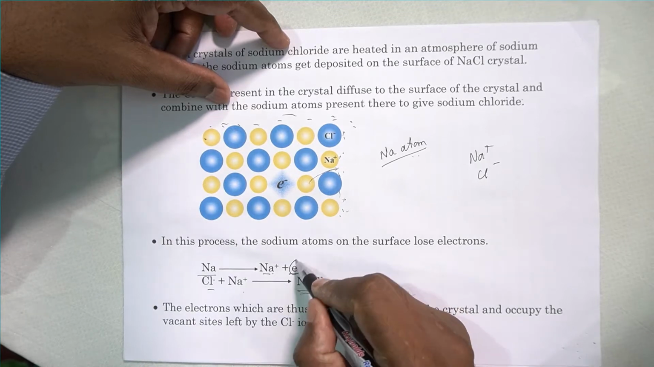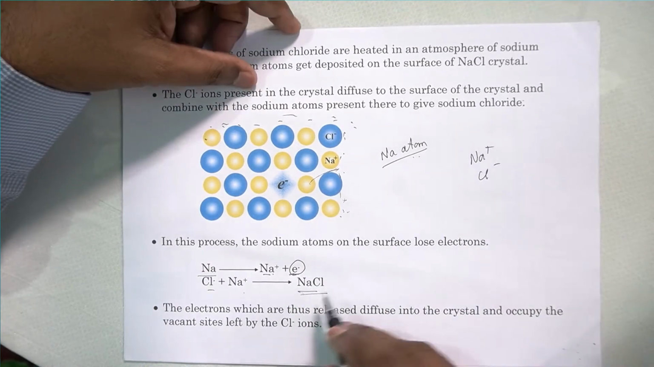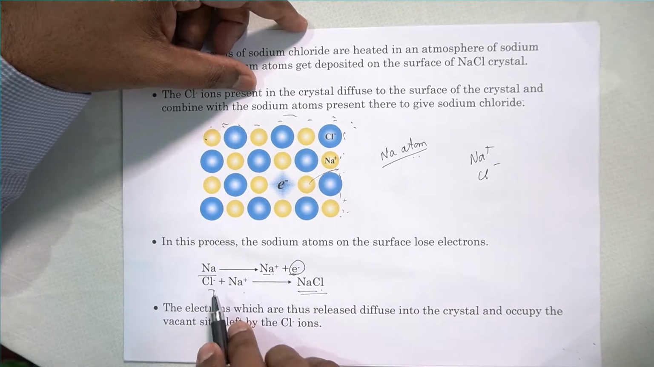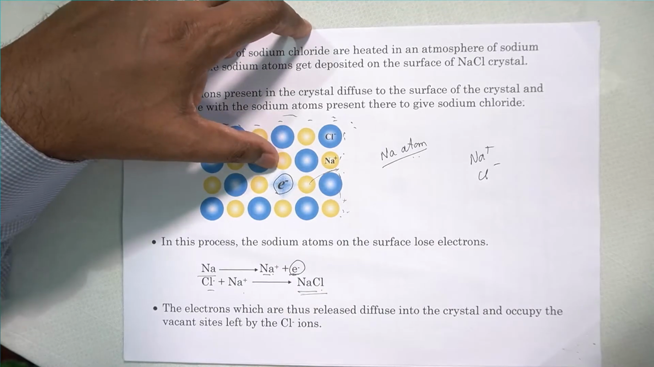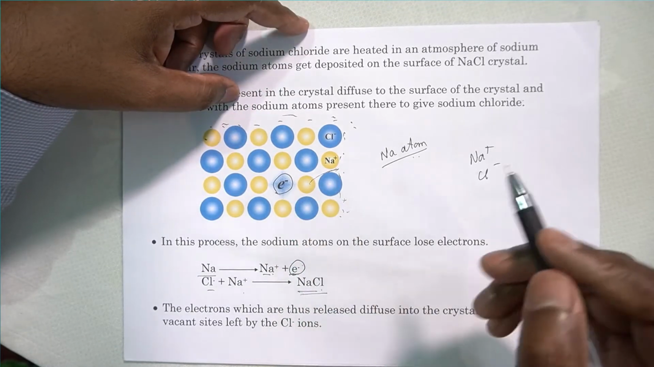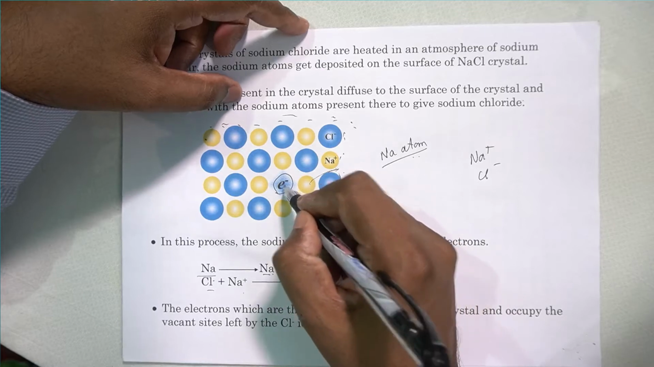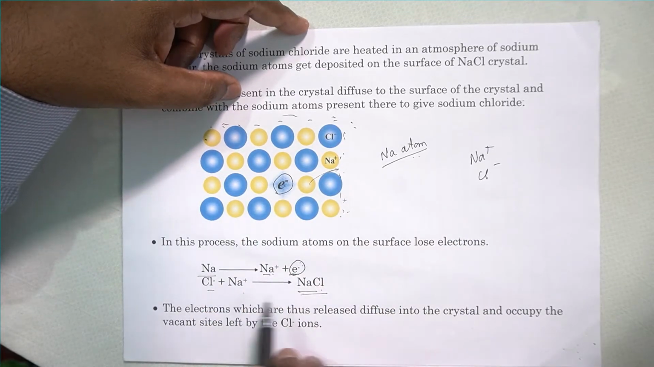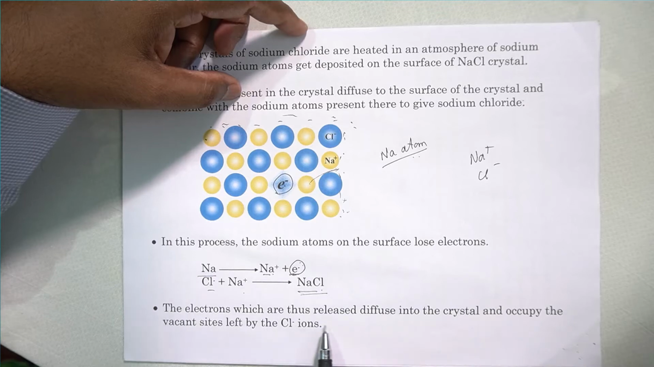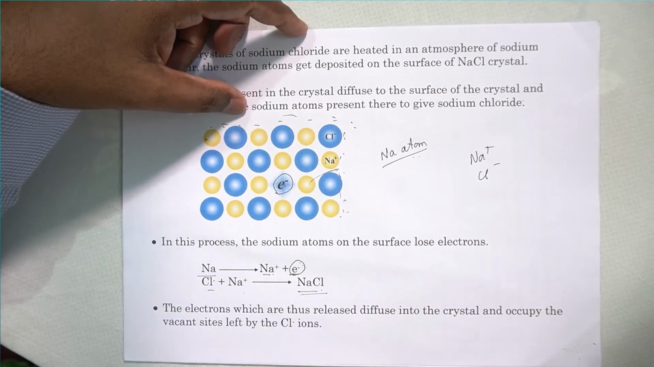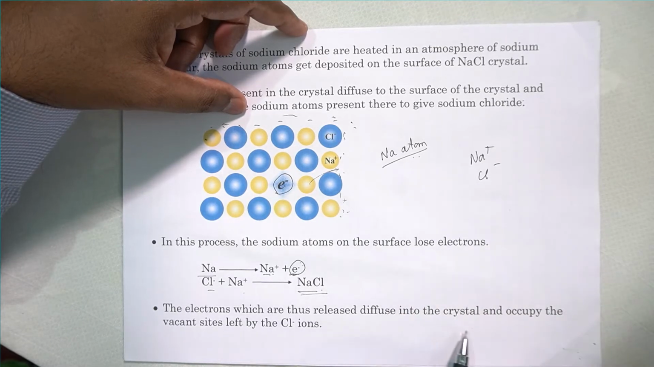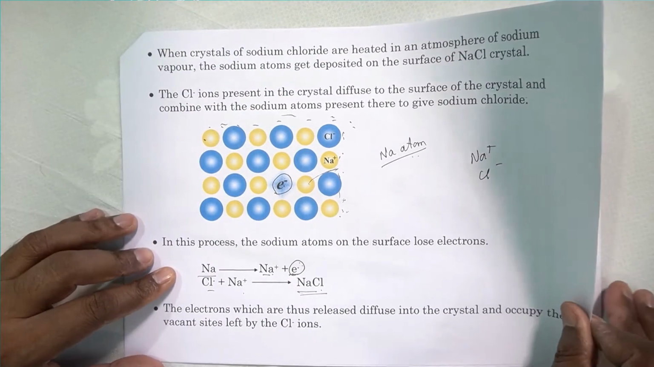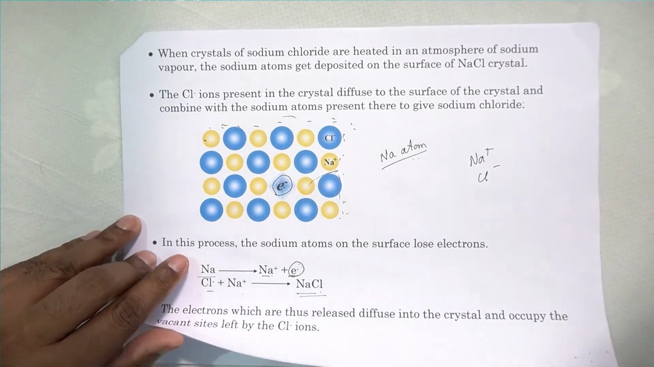Now what is left is this electron, with no place to go. NaCl is formed here. The Cl minus from inside has come to the surface, but it leaves a vacancy from where it has come. So the electron goes inside. The electron left here will occupy the place from where the chloride ion has come out. Now we get a defect in the crystal. The diffused chloride ions combine and come to the surface, and the electrons diffuse into the crystal and occupy the vacant site. So this is a kind of non-stoichiometric defect that is caused in sodium chloride.